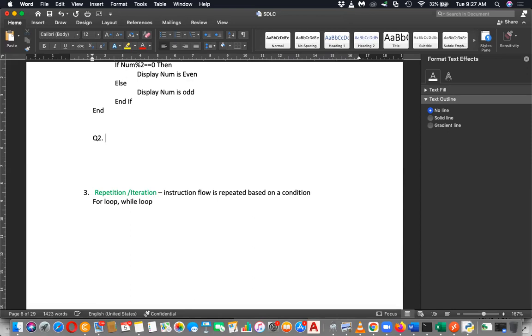This is question number 2. Enter 3 marks related to Maths, English, and Science. Find the total, average, and grade.